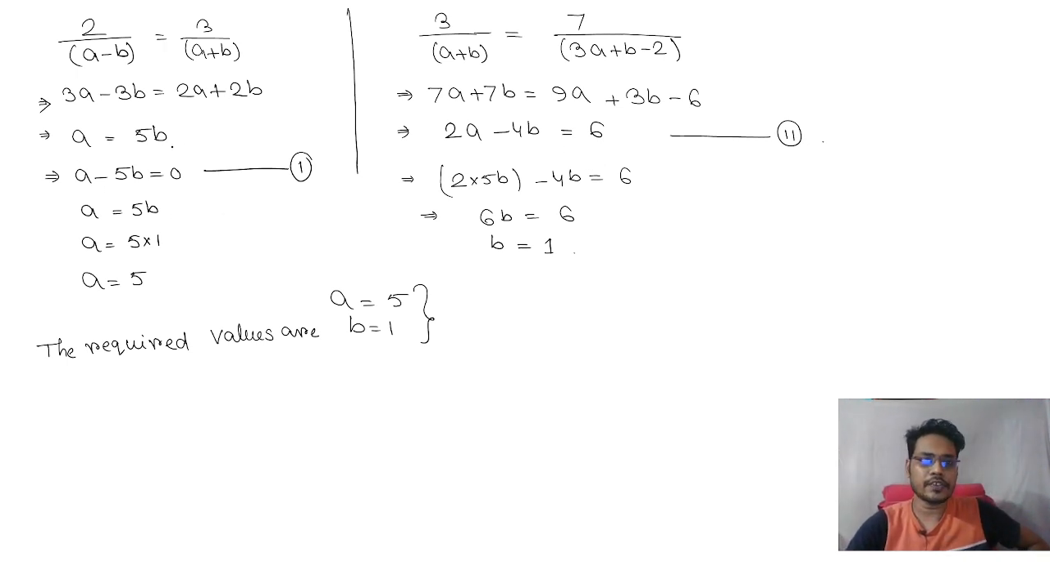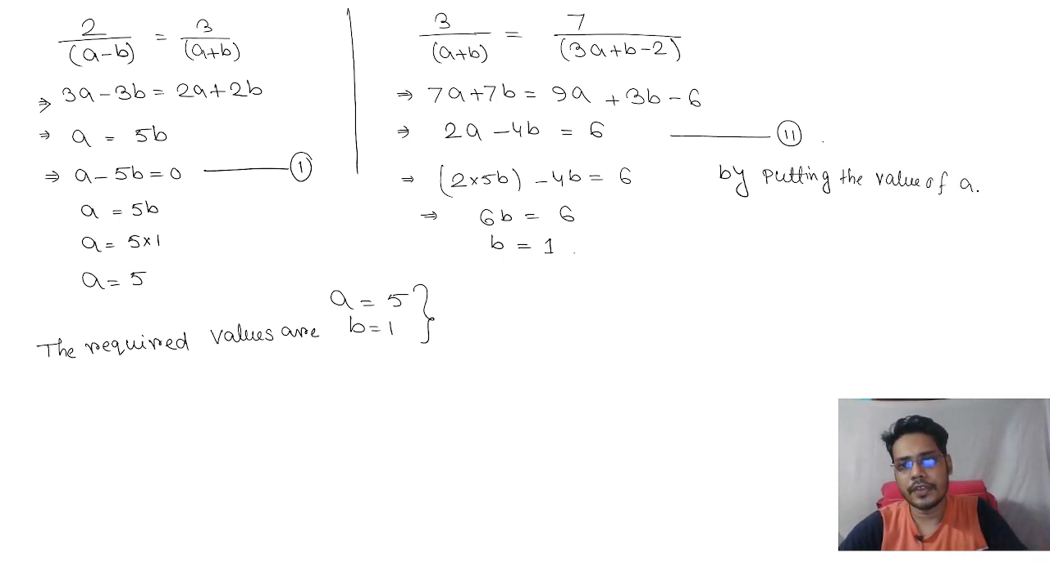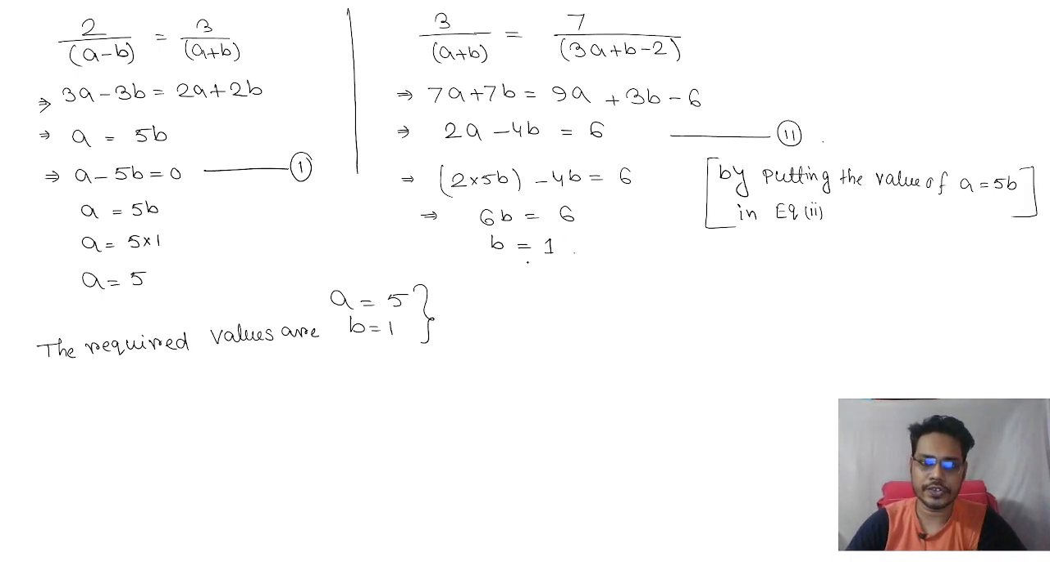Now putting a = 5b in the second equation, in equation number 2, if we put the value, you will get 2 into 5b - 4b = 6. That means 6b = 6, b = 1.